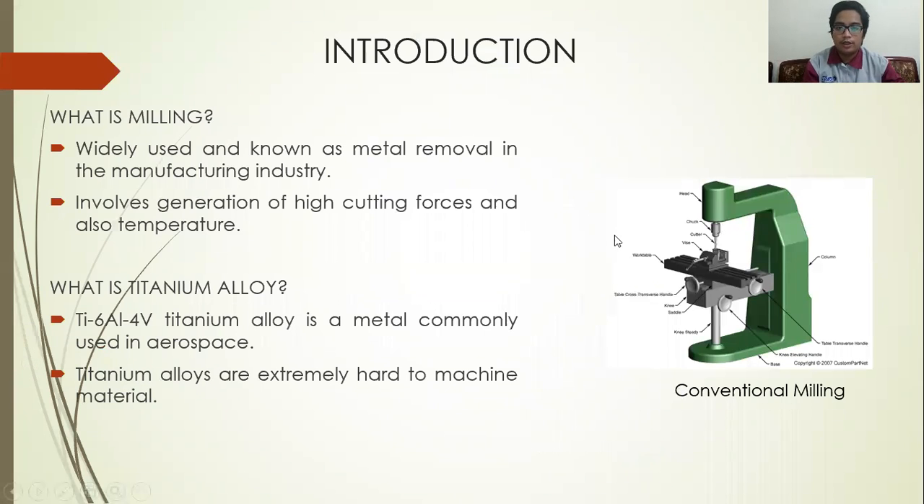We move to the introduction. Firstly, what is milling? Milling is widely used and known as metal removal in the manufacturing industry. This milling process involves the generation of high cutting force and also temperature. And next, what is titanium alloy? Titanium alloy is a metal commonly used in the aerospace industry. This titanium alloy has a characteristic of being an extremely hard-to-machine material.